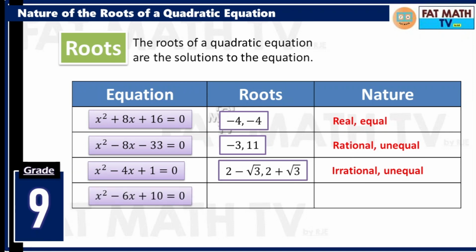And then for the last one, x squared minus 6x plus 10 equals 0. If you use the quadratic formula or completing the square, you will get the roots 3 minus i and 3 plus i. So there are no real roots for this equation because the roots are complex numbers. It has an imaginary part. Okay, so you have to remember these four. The roots of a quadratic equation can be real and equal, rational and unequal, irrational and unequal, or there are no real roots.